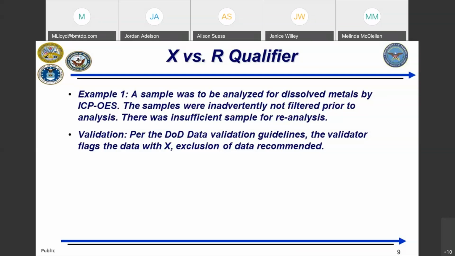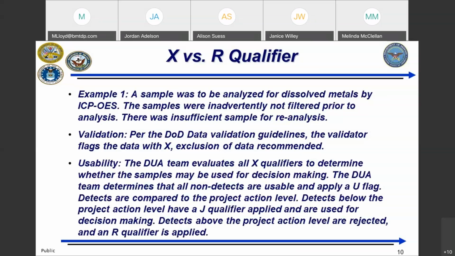Thanks, Allison. So all of that is pretty straightforward. What happens in data usability? Well, the data usability team got together and they said, all right, we have these X qualifiers, we need to look at them. So they talk about their data, they talk about what it might mean. Okay, so we got what is essentially a total metals instead of a dissolved metals. What can we do with that data? And they determined that, well, if there was a non-detect in the totals, then that probably meant that there would have been a non-detect in the dissolved also. So we're going to go ahead and use that data with a U flag.